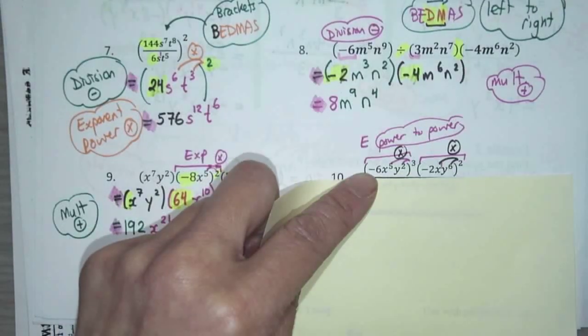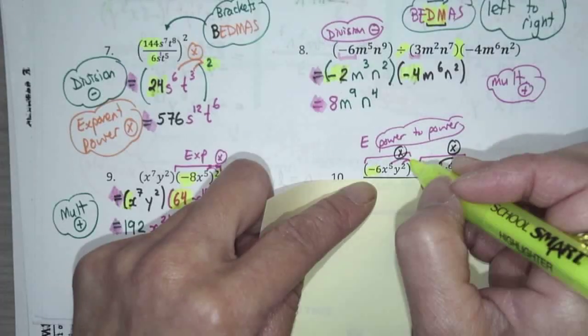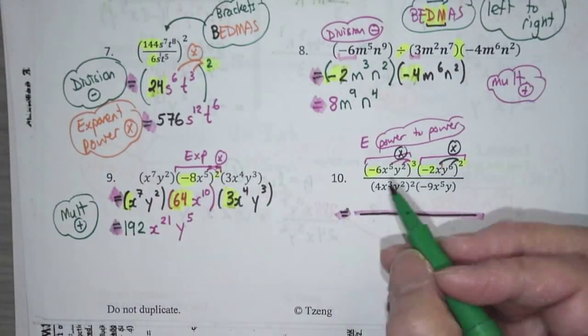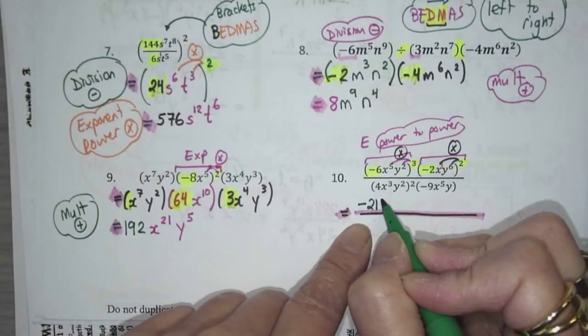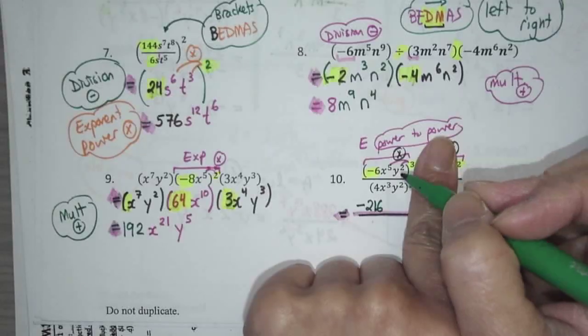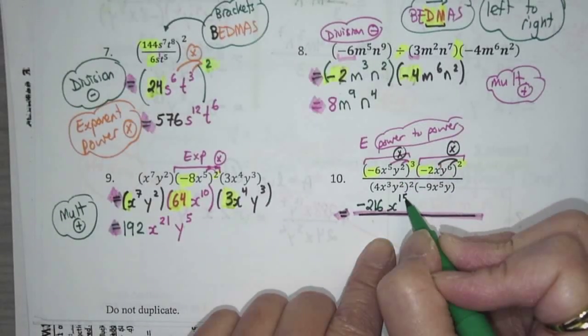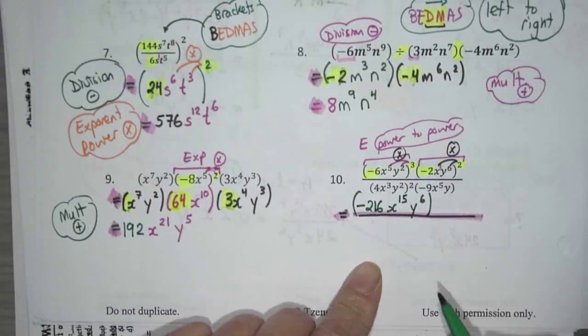So we got -6 to the power of 3. The numbers are just numbers, and that's to the power of 3. So negative 6 to the power of 3 is going to be negative, so we have negative 216. Okay, just still looking at this first one. 5 times 3 would be x to the 15, and 2 times 3 is 6.